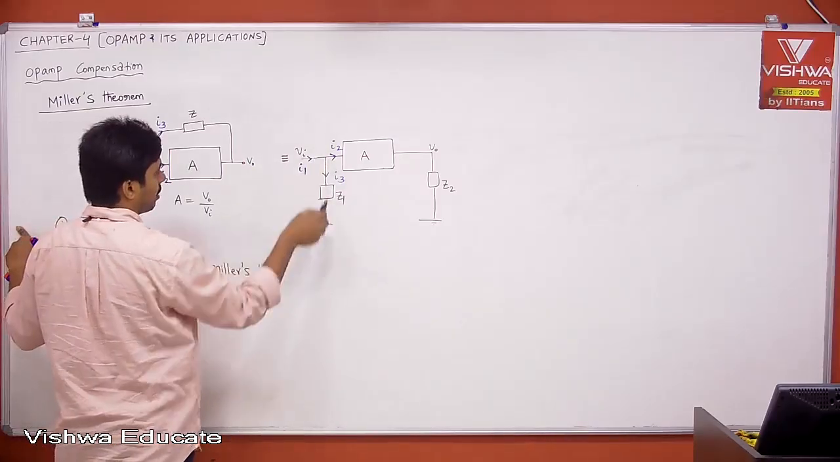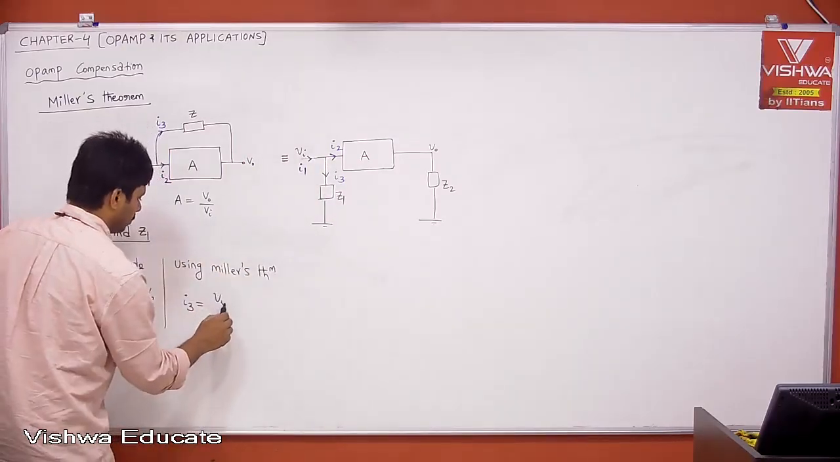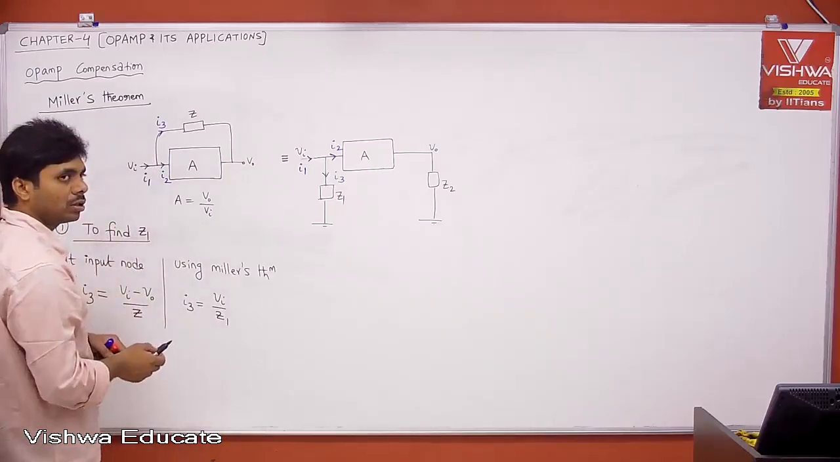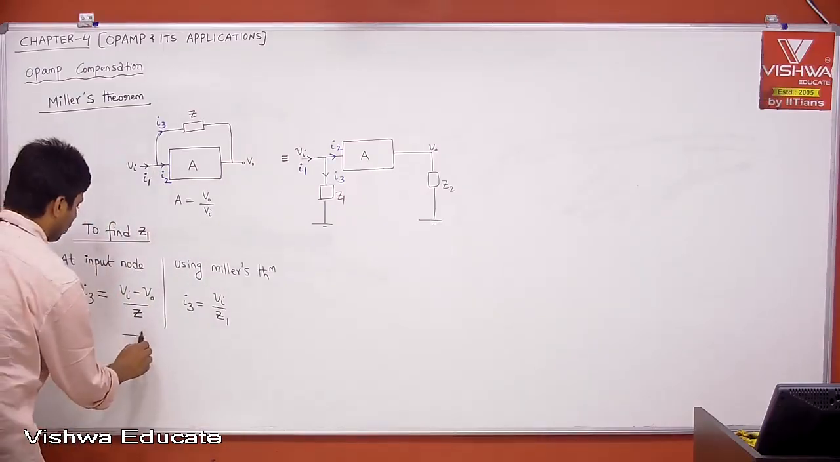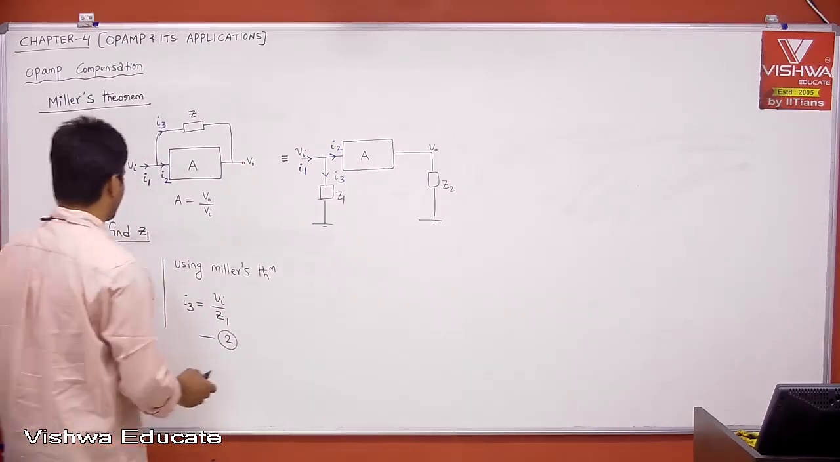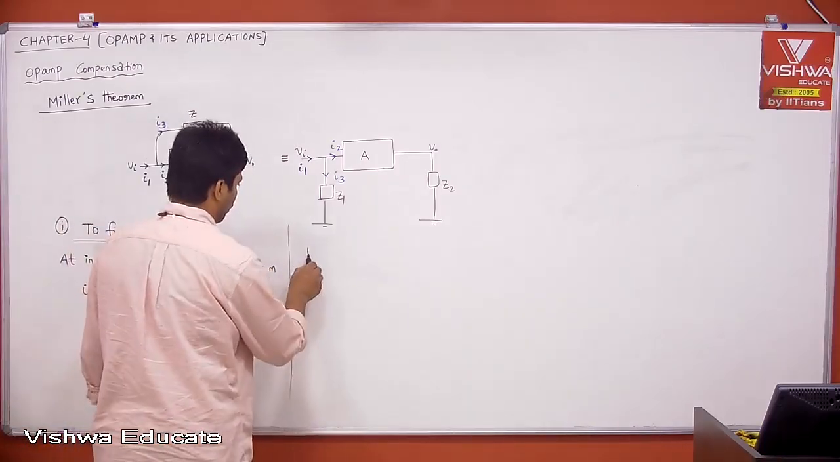I3 is equal to Vi minus 0 by Z1. Both are same or not? Yes, both are same. Therefore, this is equation 1, this is equation 2. 1 is equal to 2.